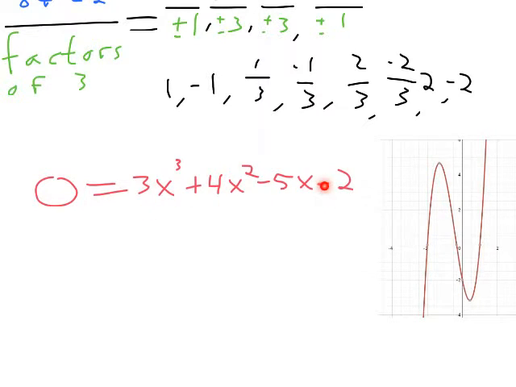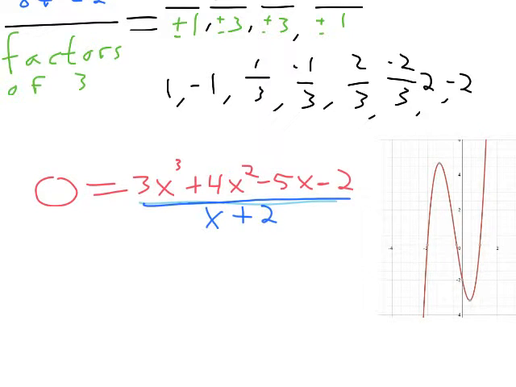Now if you use long division for this guy, and let's just take -2 for example, we're going to divide this polynomial by x plus 2, and here's the reason why. Because if you divide by x plus 2, -2 would be a solution to this.